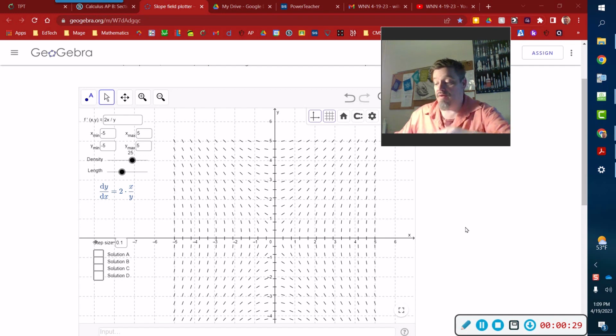Now we haven't taken the integral of this to see what a particular solution could look like. But what does it look like to you? Do you remember graphing stuff like this in pre-calc?